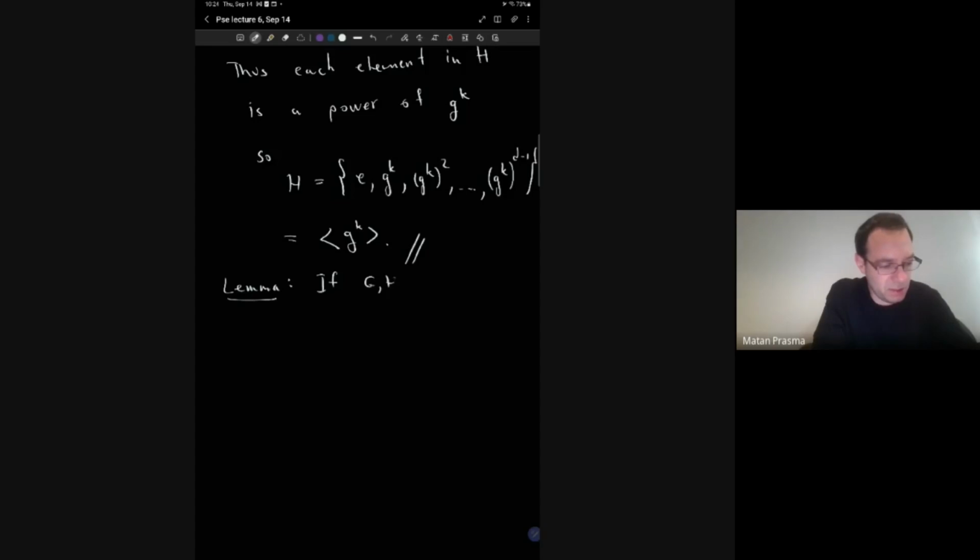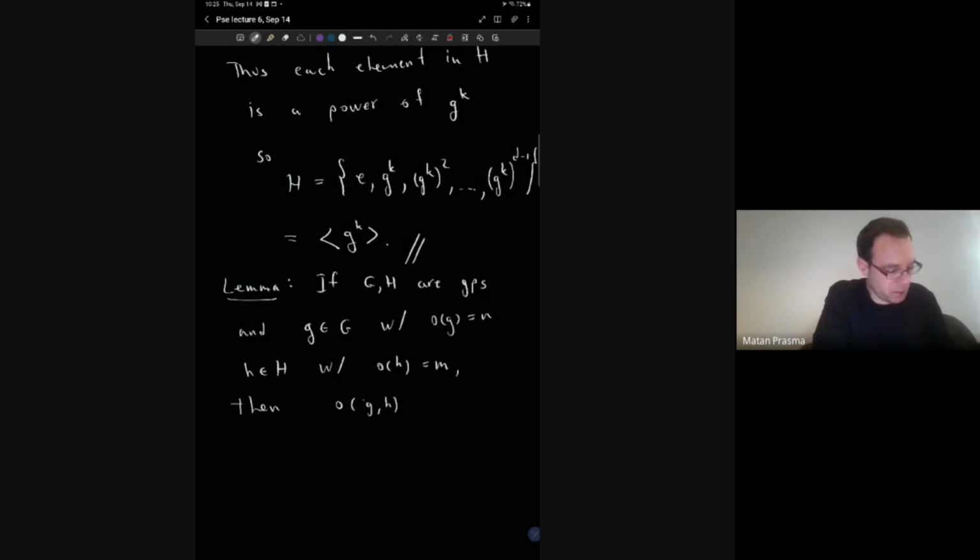If G and H are groups, and g in G has order n, and h in H has order m, then the order of this element (g, h) in the Cartesian product G times H is simply the least common multiple of n and m.